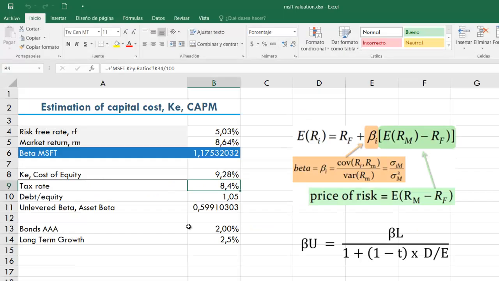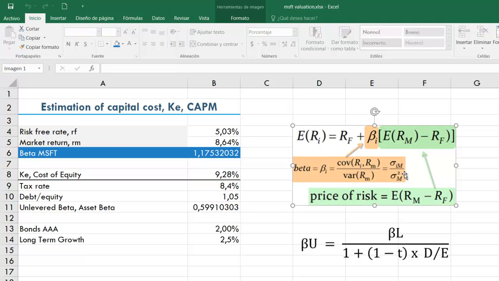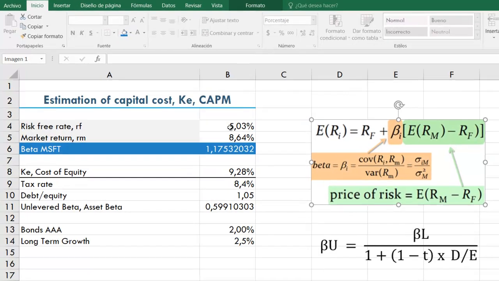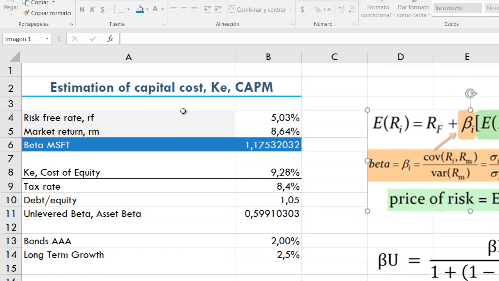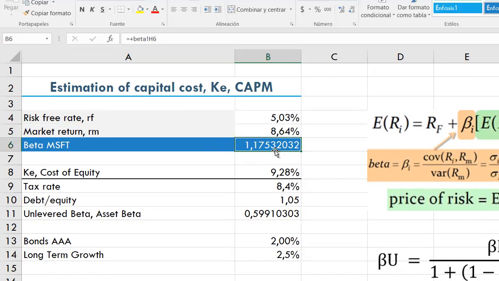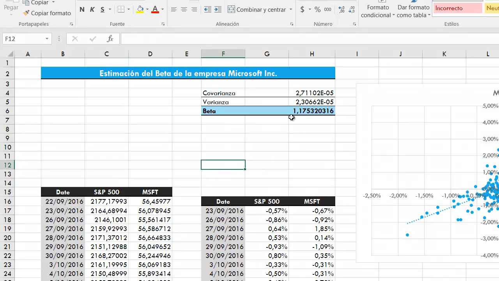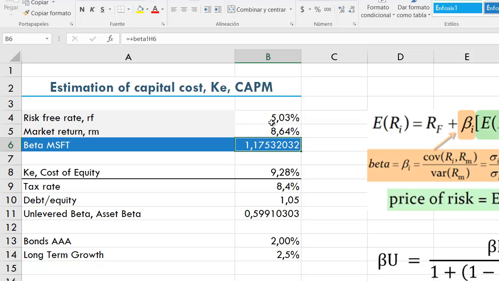In this video, I will explain how to estimate the expected return on the stock. For our example, we have Microsoft, and notice that here we have the formula for the capital asset pricing model. In order to perform this estimation, we need the risk-free rate, the market return, and the company's beta. We already have a video on how to estimate the beta for the company, and it's right here: 1.17 times. We are missing the risk-free rate and the market return.